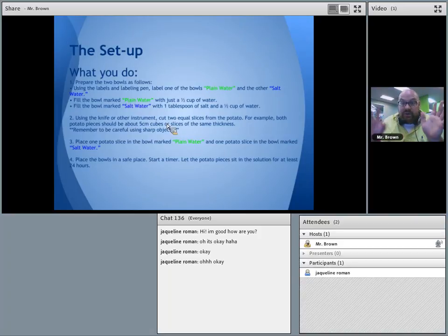And just leave it for 24 hours. You put both on the counter. You remember in the yogurt one, you had one on the counter, one in the fridge. You don't have to do that this time. Just put both on the counter and just walk away for 24 hours and come back the next day.